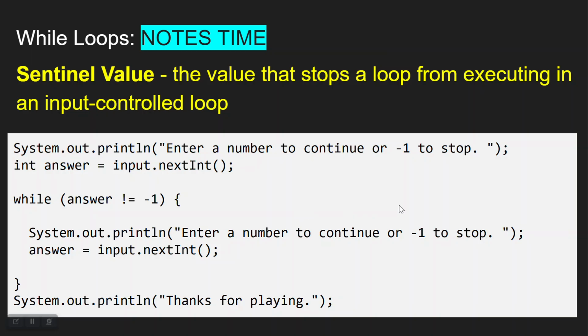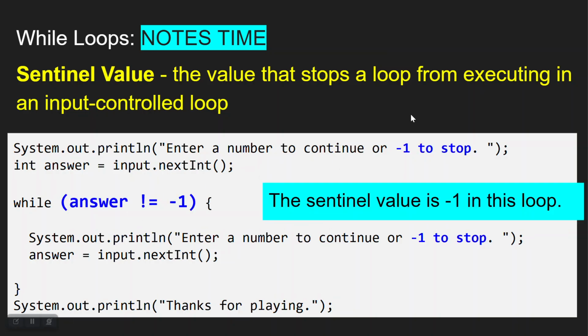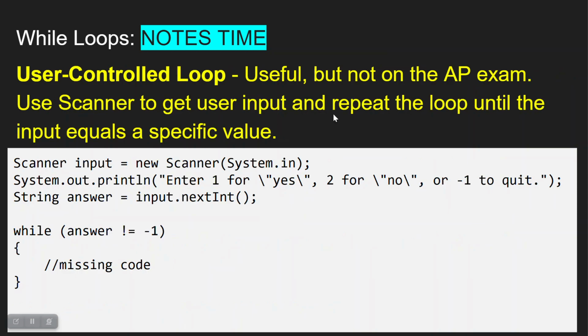So what's happening here is if I type in any number other than -1, it's going to invite me to enter another number, and I just basically keep doing that. But as soon as I type in -1, then this is going to evaluate to false, and this while loop is going to stop. And it's going to print thanks for playing. So -1 is what's called a sentinel value. It's whatever I can type in to make this while loop halt. All right, so the sentinel value is -1. There you go. With that, we also have a little bit more with user-controlled loops.